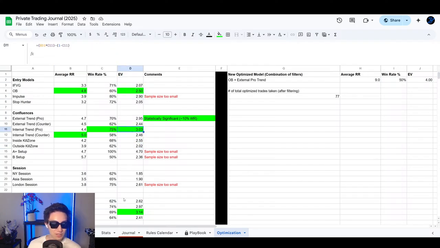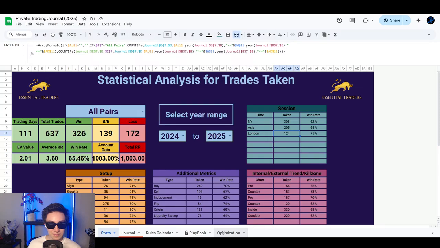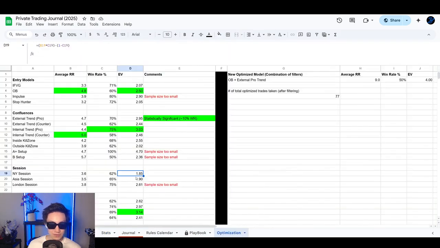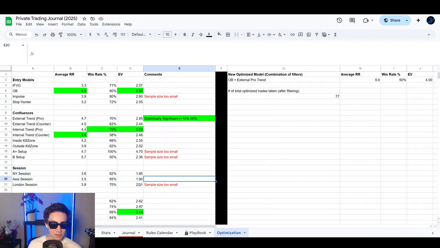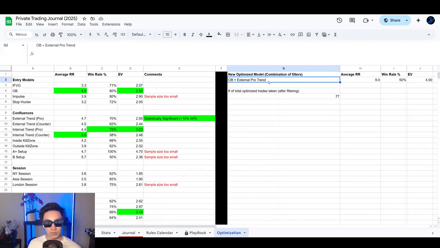So OB, internal trend pro. Sample size too small here. I'm going to go with New York session, guys, just because it's about the same, and most of my trades are taken in New York session. Actually, at this point, we're not going to factor in session, just because it's not a huge difference. So no optimization on session. Let's just focus on more technical things, which is then we go to Origin, which has the best overall win rate and risk reward combination.